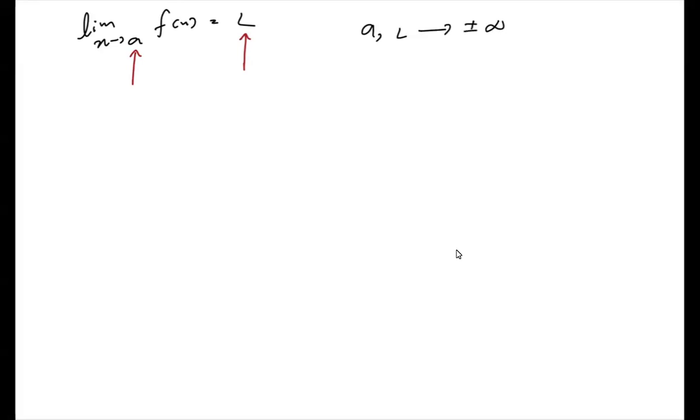Basically, if you consider them as real numbers, A can be an arbitrarily large positive number, or L can be an arbitrarily large positive number. For example, take the limit as x goes to 0 of 1 over x squared. We all know from our earlier knowledge that this goes to infinity.